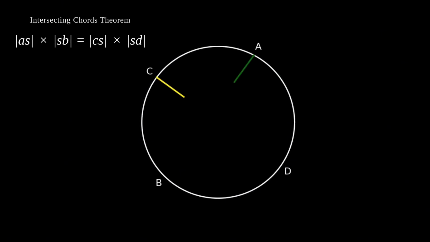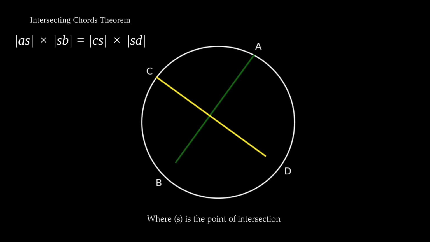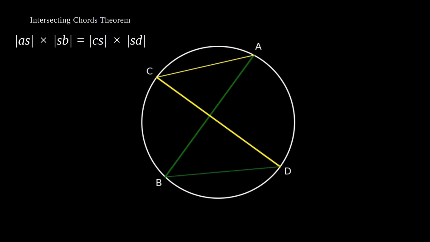The first part of this I'd like to go over is the intersecting chord theorem. This theorem is given as AS times SB equals CS times SD, where for AS and SB and CS and SD, you have two inscribed angles or inscribed triangles in the circle.